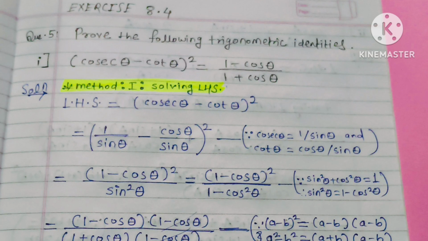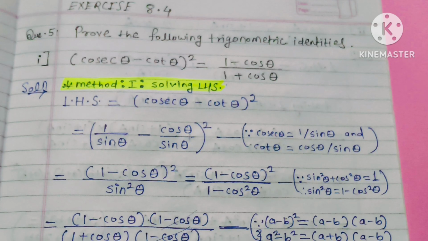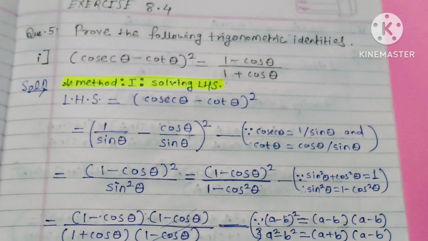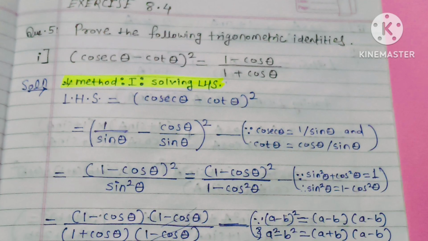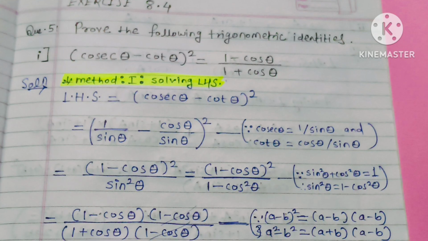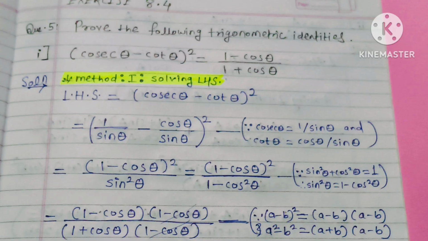whether you can solve the LHS, that is the left hand side part of the equation, and equate it with the RHS, or else you can find it by solving the right hand side part of the equation and then equating it with the left hand side. So let's first check method 1 by solving the LHS.